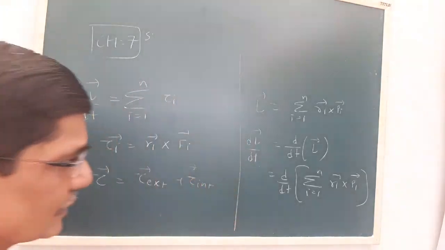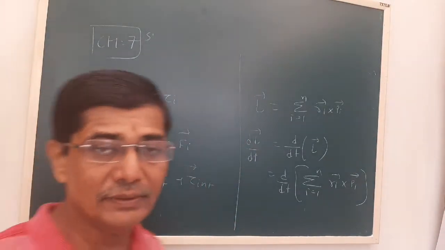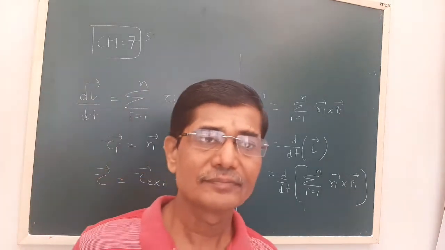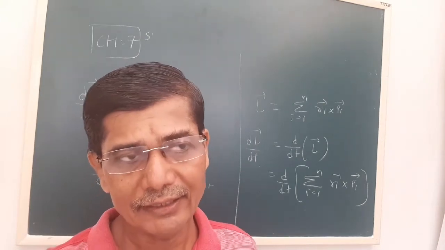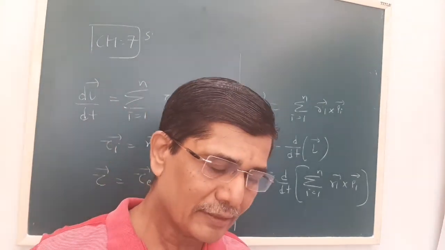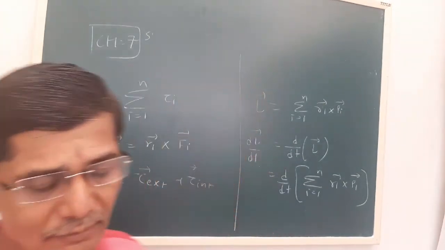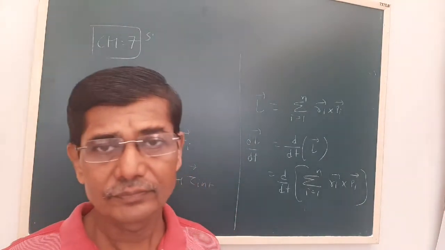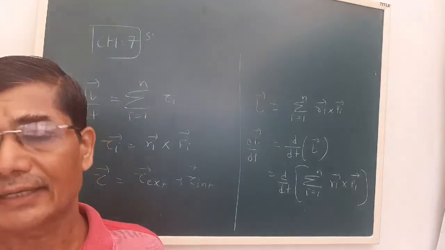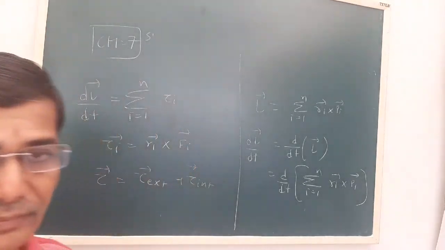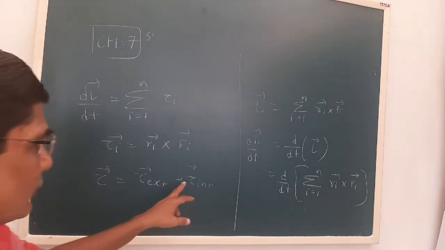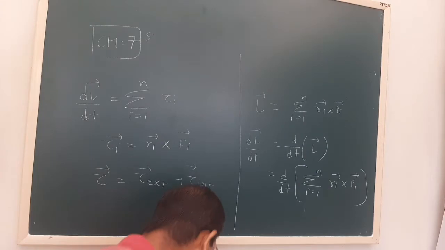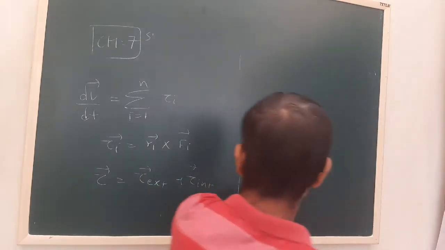Why? Because torque is r cross F, and if I talk of the internal forces among the system of particles, by Newton's third law, action and reaction are equal and opposite. They have the same magnitude, but the direction is opposite. So the resultant of internal forces acting among the system of particles will be 0, and if the force is 0, the internal torque will be 0. So we can write it like this.